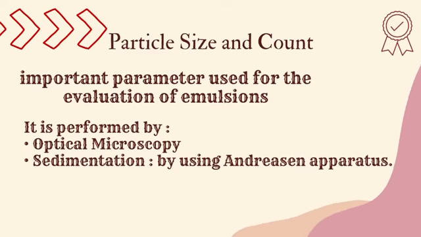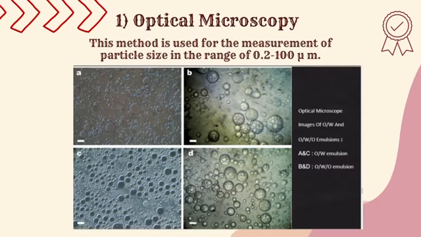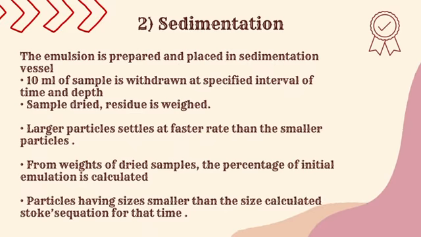Another important parameter used for the evaluation of emulsions is particle size and count, which can be performed either by optical microscopy or by measuring the sedimentation. If the emulsion particle size ranges from 0.2 to 100 micrometers, we use optical microscopy. Another method is to measure the sedimentation of the emulsion.